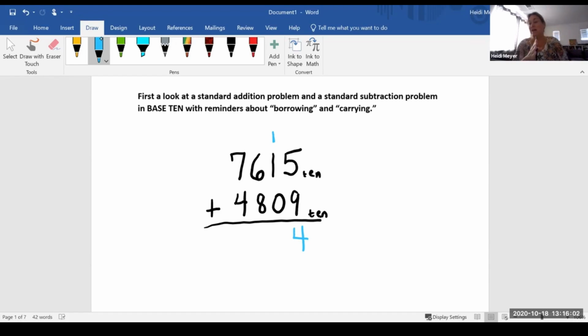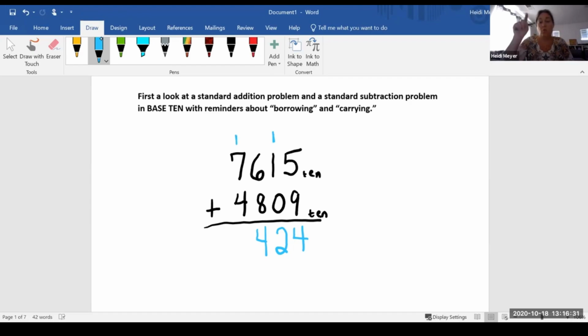Then we move to the next place. 1 plus 1 plus 0 is 2. That is not 10 or higher, so there's no carrying involved. In the next place, we have 6 plus 8, and that's 14 again. We know that we leave the 4 in that place, but we carry the group of 10. Whenever you have 10 or more in one place, you carry the 10.